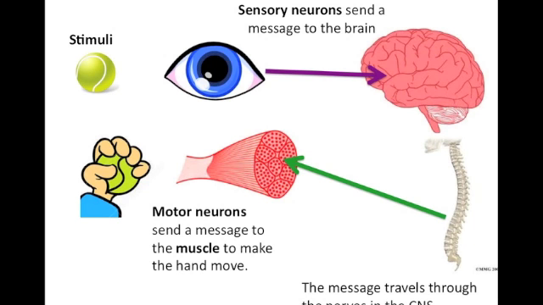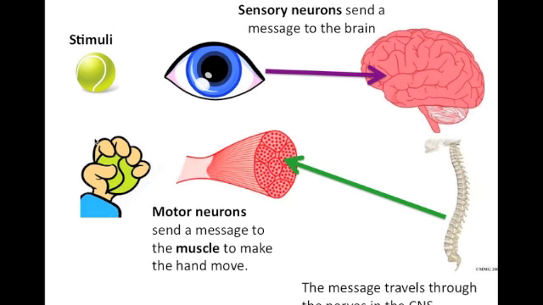So a quick recap of this. The stimuli is the ball. It's detected by a sensory organ called the eye. The eye sends messages along sensory neurons to the central nervous system, which travel along the spine and then away from the central nervous system. The impulse is carried by a motor neuron to the muscles in the hand, which allow us effectively to catch the ball.